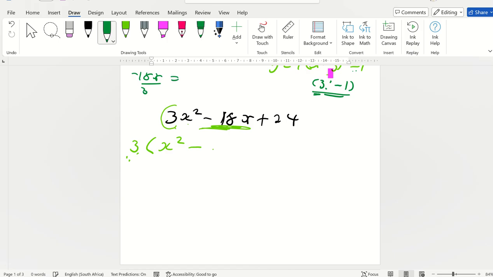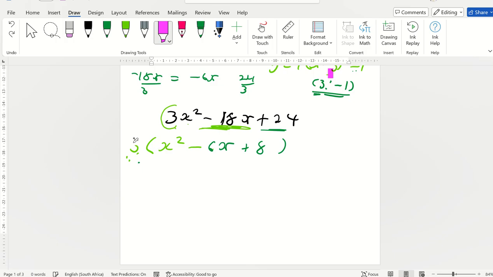So minus 18x divided by 3 gives us minus 6x, so you put minus 6x there. Then at the end, we do the same thing: this divided by that. 24 divided by 3 gives us 8. See, that's you having factorized it. So now you have minus 1 in front of x squared. Then you can go ahead and complete the square now.